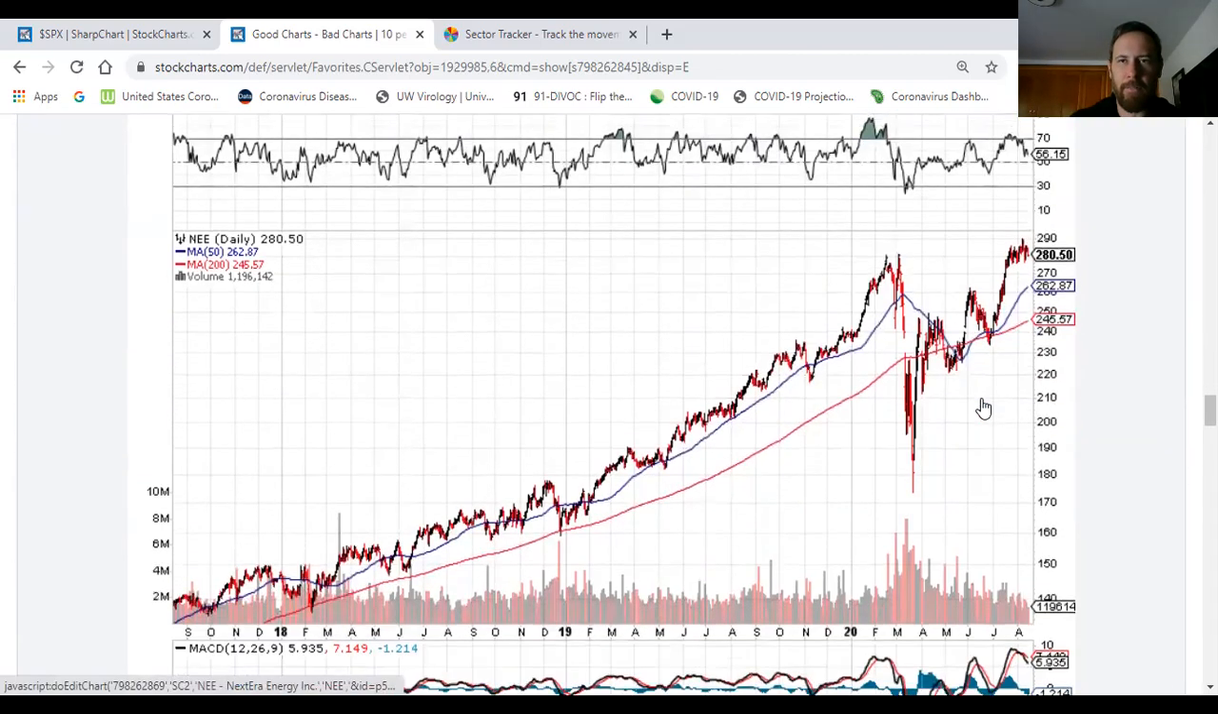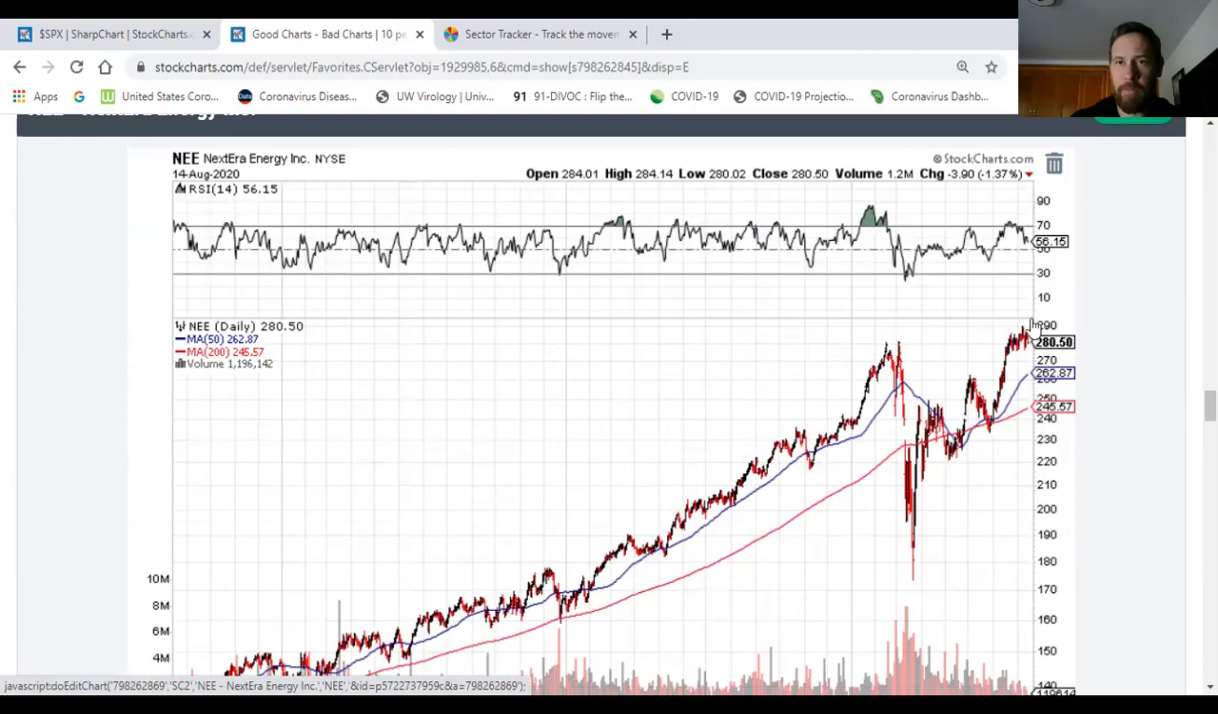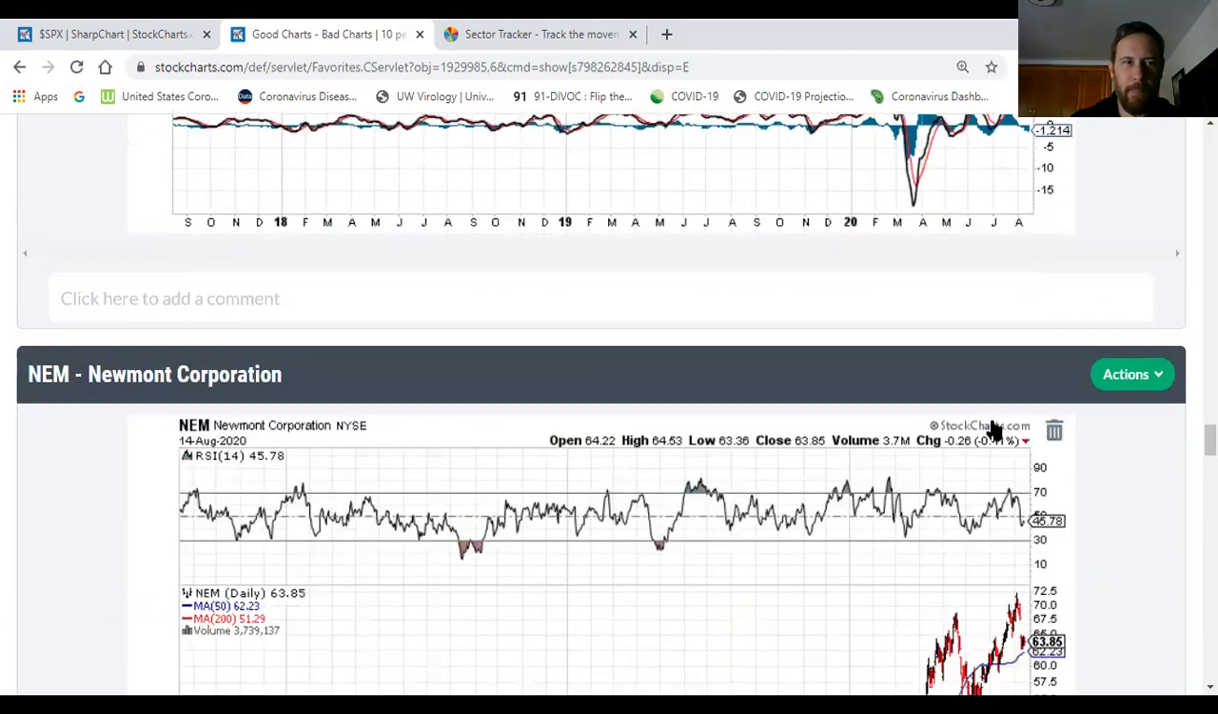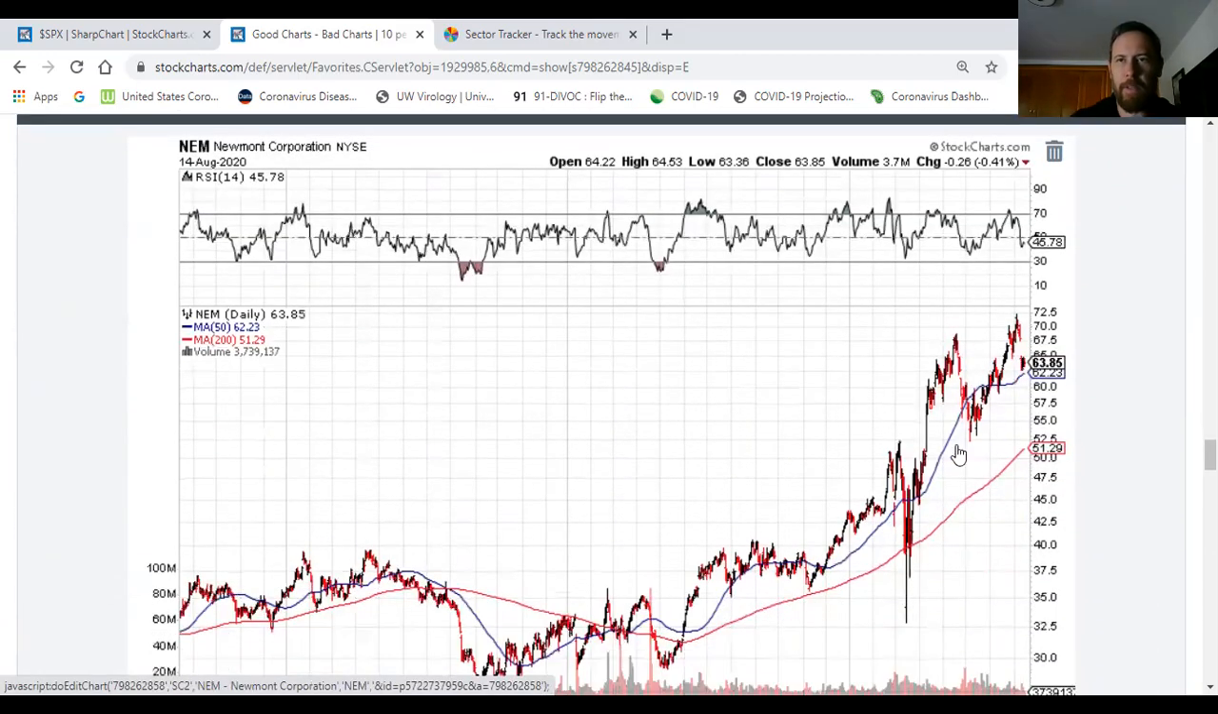NextEra Energy, this is a utility company that ironically is doing well, breaking up. Newmont, a lot of people have been buying gold as the interest rates have fallen, real yields have fallen, as a substitute holder of wealth.